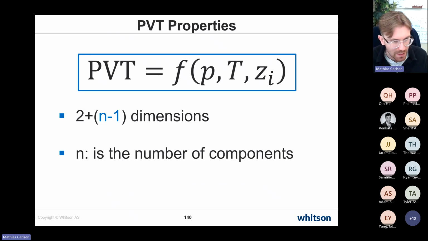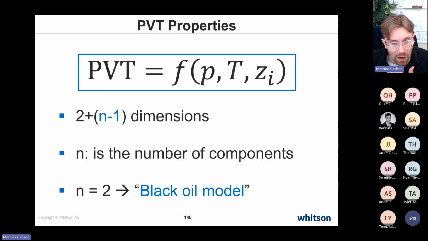Maybe some of us can do 3D. I'm more of a 1D guy, but maybe some of you guys are smarter and can do 3-dimensional chess. But the nice thing with the black oil model is we go and we simplify our world.